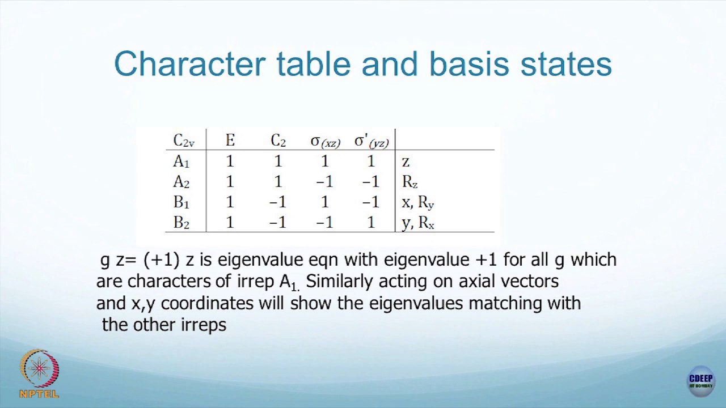A 2 is another irrep. The Mulliken notation tells you that A is used whenever the principal axis character is plus 1 in the one dimensional representations. So, we use the symbol A. And now, what you have to do is see how every element of A 2 operates on the axial vector. If you operate the identity element on the axial vector, it will remain the axial vector.